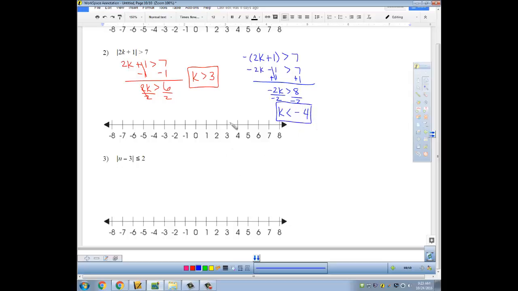Okay, so you have an open circle on 3 going to the right, and an open circle on negative 4 going to the left. So it should look like that.